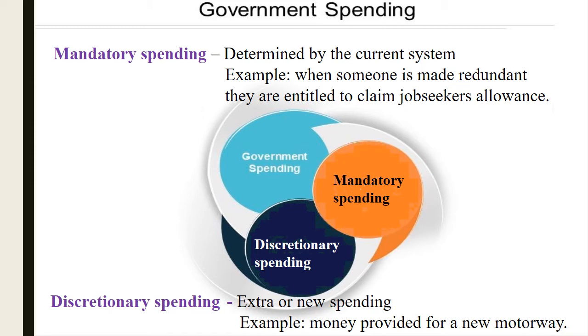Now we will find out what government spending is. There are two types of spending: mandatory spending and discretionary spending. Mandatory spending means it is determined by the current system. For example, when someone is made redundant, they are entitled to claim jobseeker's allowance. Whereas discretionary spending means extra or new spending. For example, money provided for a new motorway.